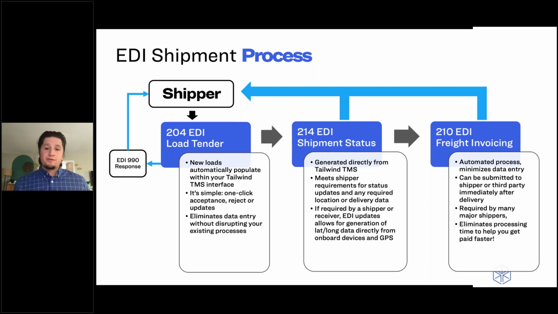Once that load is delivered, the freight invoice can be submitted to the shipper. Sometimes this is directly to the shipper. Sometimes this is to a third party like CAS or US Bank or any of the other payment processors. As opposed to the paper process, this can be submitted immediately upon delivery. So you can go into the system, it's an automated process, it minimizes data entry, it reduces errors, and it's required by most of the major shippers in this day and age. After this, it eliminates the processing time and helps you to get paid faster, which is going to be the most important thing in this situation.